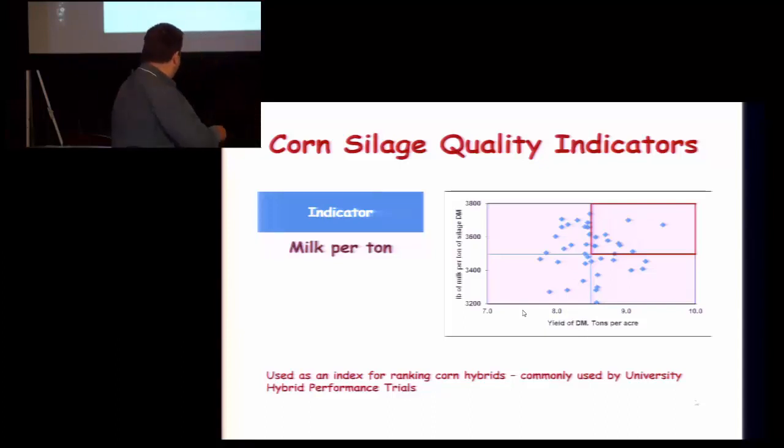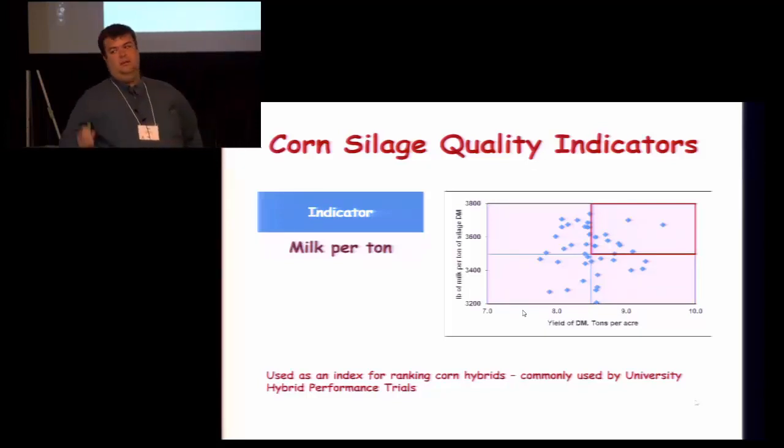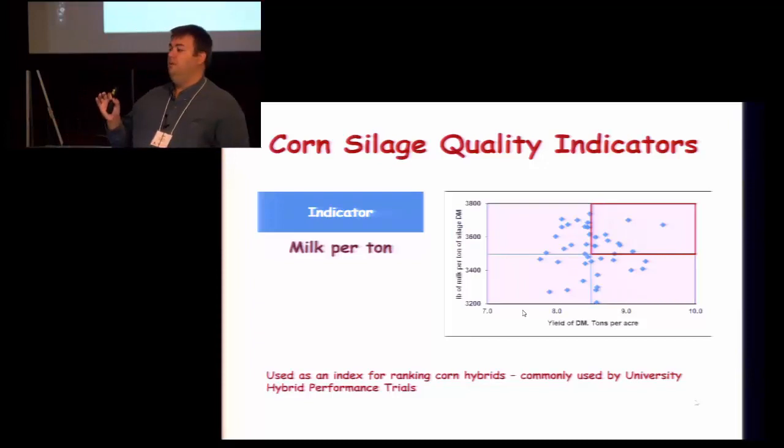You see that it is in a specific graph. I have the milk per ton estimate in the y-axis here, but we also have yield of dry matter in tons per acre on the x-axis. The objective is a combination of both. You want to make sure you have a corn hybrid that produces a lot, but with very good quality, okay?